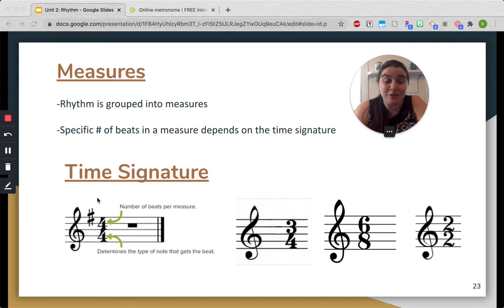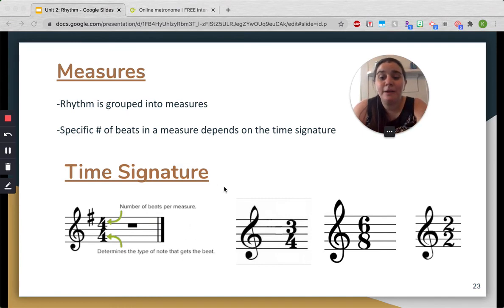Typically in elementary school, you're going to see 4 at the top or 3. Okay, and how I would say this time signature is 4, 4. This one would be 3, 4. This one would be 6, 8. And this one would be 2, 2. So I'm saying the top number first and then the bottom number.